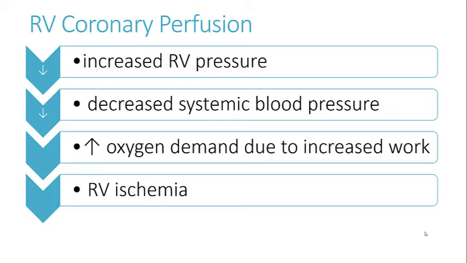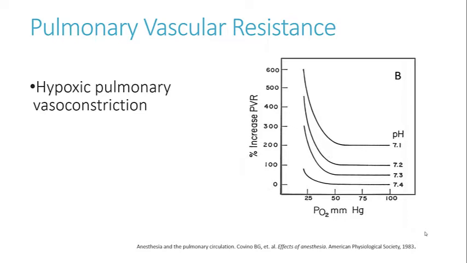So just some other points. This is a study that was done on newborn calves, so just keep that in mind. But what it's showing is that acidosis and decreased oxygen really can increase the PVR by significant amounts. And as you get more acidotic, it seems to happen at higher oxygen levels.